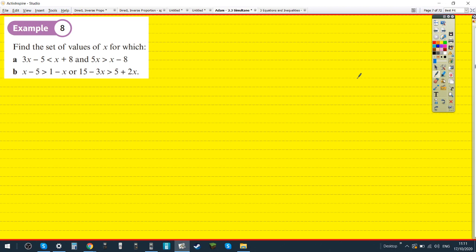So do we minus x on both sides first? Should be 2x minus 5 is less than 8. And then we add 5 on both sides, which would make it 2x is less than 13. And then you divide by 2 on both sides. So 13 divided by 2, which is 6.5. So x is less than 6.5.